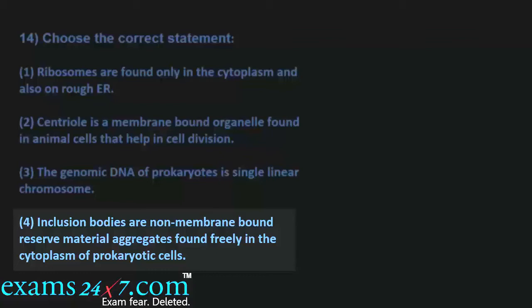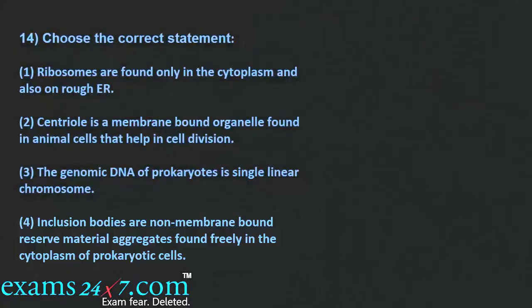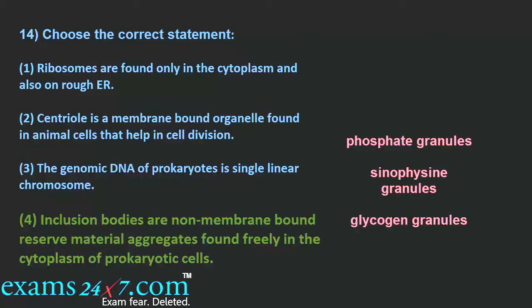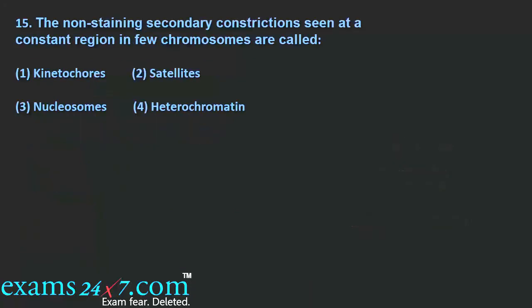Option 4, inclusion bodies are non-membrane bound reserve material aggregates found freely in the cytoplasm of prokaryotic cell. I hope all of you know this is the correct answer. Please remember phosphate granules, cyanophycean granules, glycogen granules, all these are examples of cell inclusions. Now we come to question number 15.